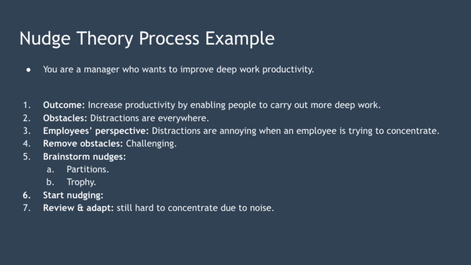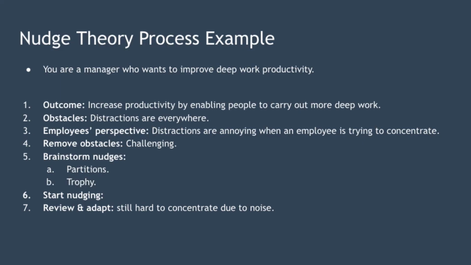The fifth step is to brainstorm your nudge, and you identify two nudge ideas. Now, the first is introducing partitions between the desks to make it harder for employees to initiate chit-chat. But you rule this out. After all, it isn't actually a nudge because it's not optional, and it would make it harder in general for all employees to converse, which you don't want.